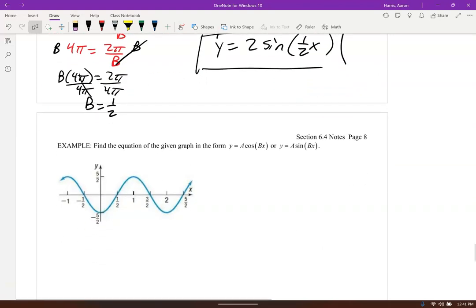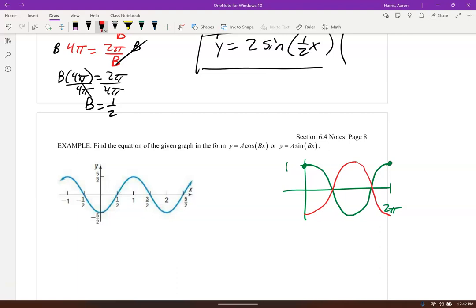Let's do another one. Now this one, notice it starts out at 0, negative 5/2. Hopefully you're thinking about the cosine, or at least that's how I think about the cosine. It takes 2 pi to do that and starts at 0, 1. So if I flip that over, it would look a little more like this one, right? I flip it over.